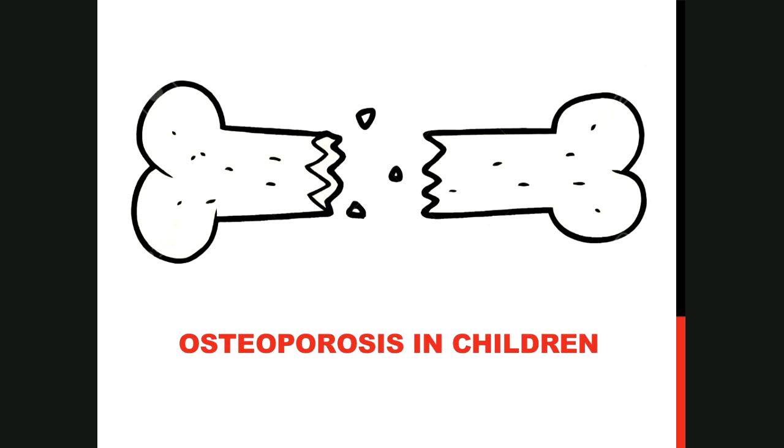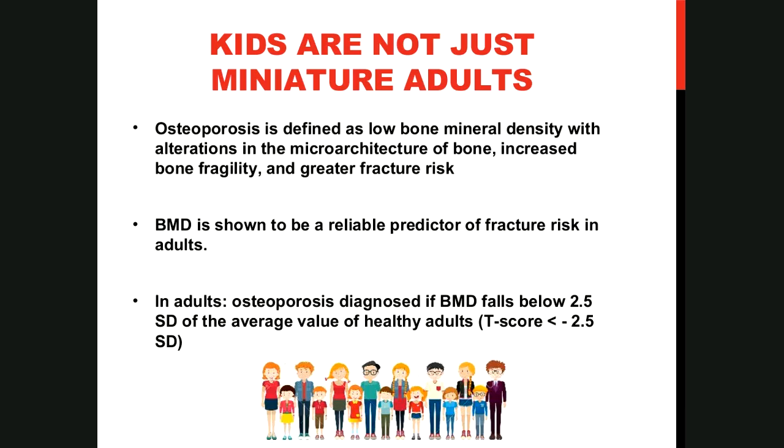So now we're going to shift gears a little bit and talk about osteoporosis in children. So osteoporosis is defined as low bone mineral density with alterations in the microarchitecture of bone, increased bone fragility, and greater fracture risk. Now in adults, bone mineral density has been shown to be a very reliable predictor of fracture risk. And we see in adults that each decrease in the bone mineral density of one standard deviation below the average value for sex-matched adults would result in approximately a doubling of fracture risk.